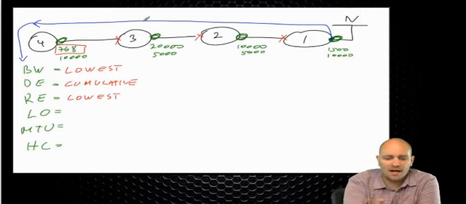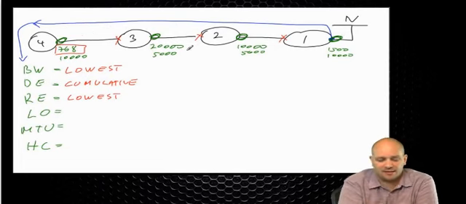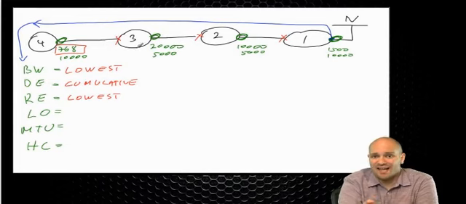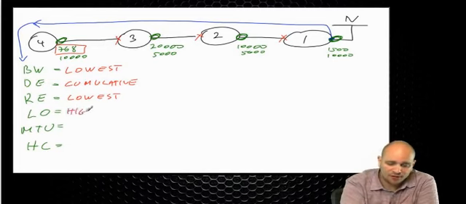Why? Because how reliable is our end-to-end path? Our end-to-end path is as reliable as the least reliable link in the path. Also for load, how loaded is our path? Our path is as loaded as the most loaded link. So for the load, we are actually going to be carrying the highest value.